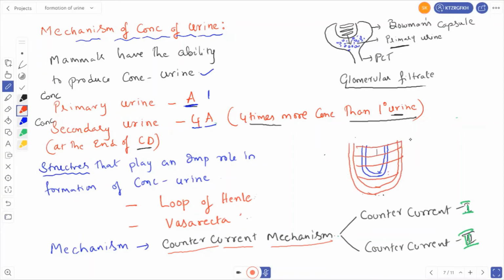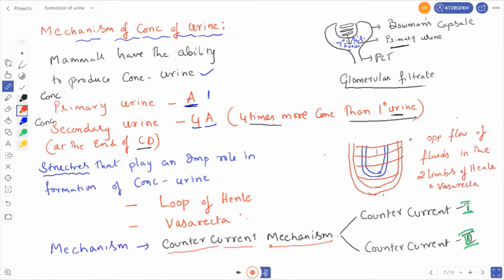Then what type of mechanism is involved in the formation of concentrated urine? The mechanism is the counter current mechanism. Okay, what is meant by counter current mechanism? It is the opposite flow of blood and urine, or we can say the opposite flow of fluids in the 2 limbs of Henle is called the counter current mechanism. And the vasa recta also flows opposite. It is also called the counter current mechanism.